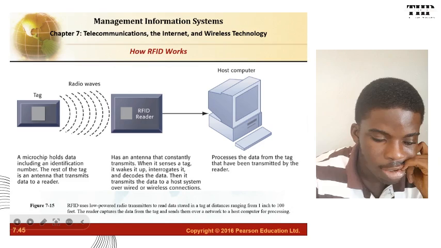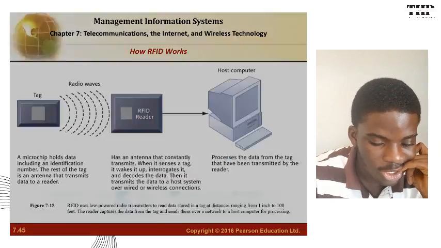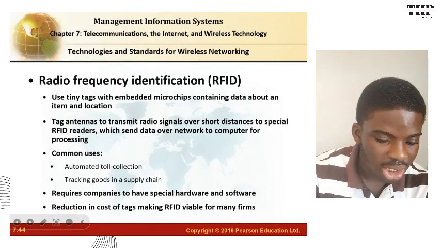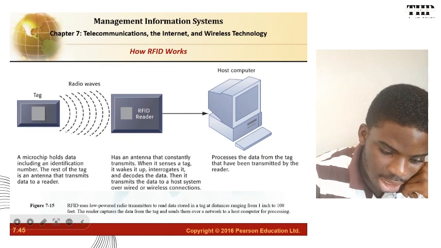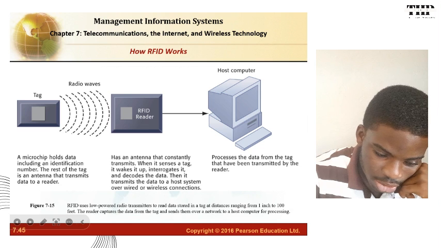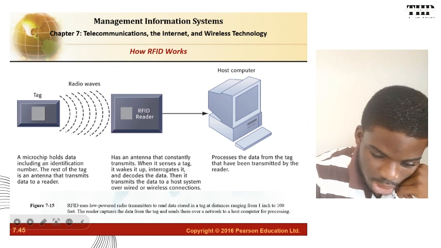And so this is the tag, right? So this is a microchip inside there. With the tiny tags embedded in microchip. So these are the microchips, and that's the tag, right? The radio waves sense the reader, and the computer accesses it.